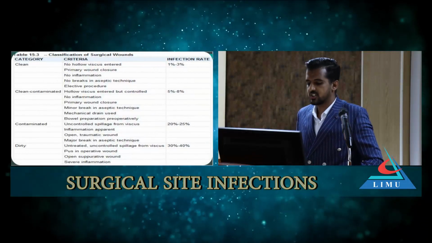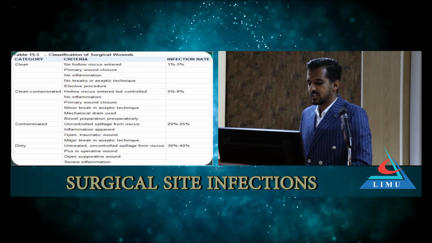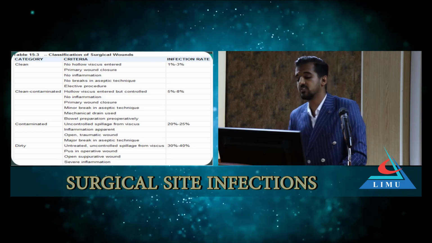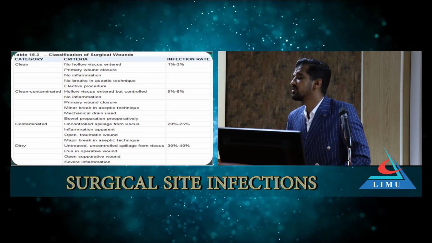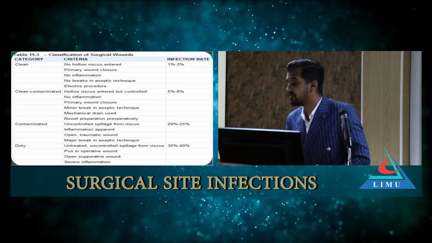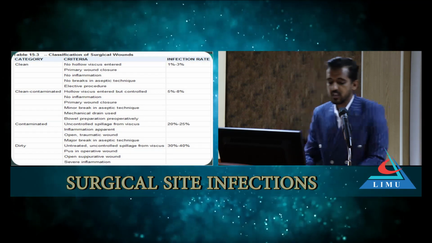Another classification of SSI depends on the type of operation. There are many types. A clean operation is an elective procedure with a risk for SSI of 1% to 3%. The clean contaminated operation, which involves using a mechanical drain, non-inflamed, has a risk for surgical site infection of 5% to 8%. The contaminated operation accounts for a 20 to 25% risk. The last one, the dirty operation, carries 30 to 40% risk for surgical site infection.